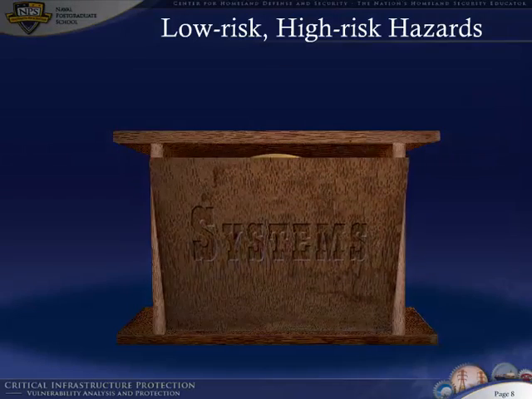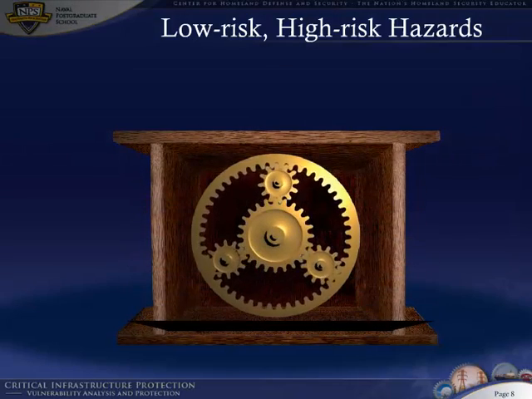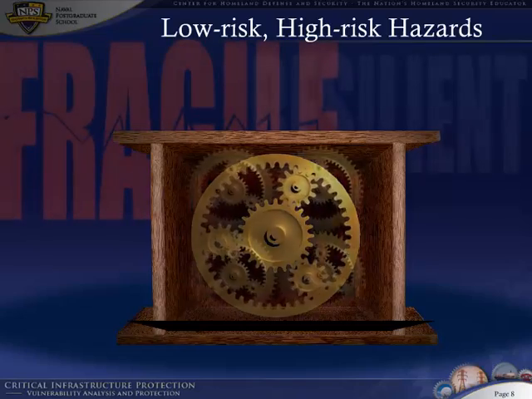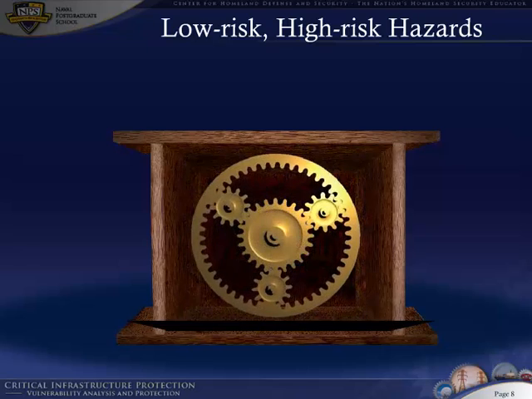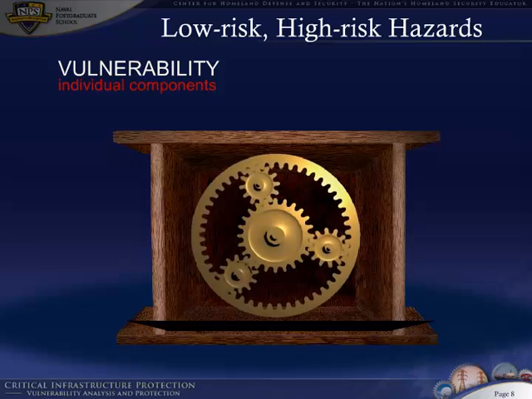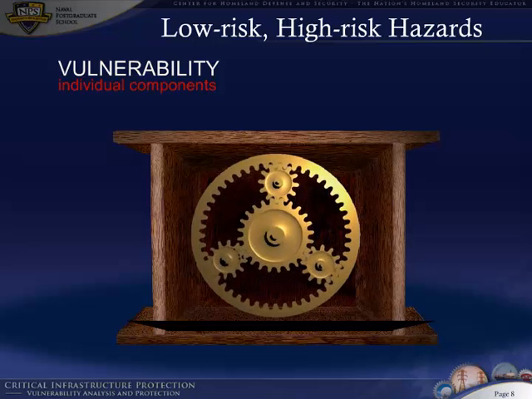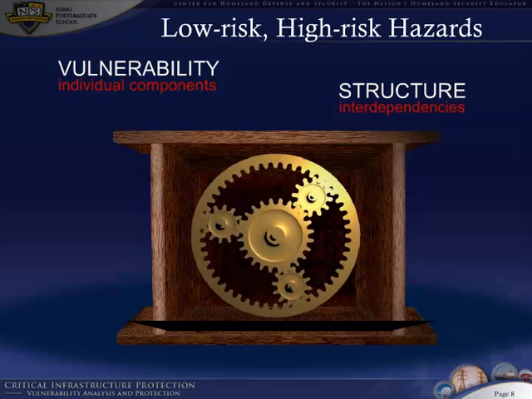So what did you just learn? First, systems behave much differently than single assets. Systems can be fragile or resilient, depending on their structure. Risk and resilience in a system depend on two things: 1, the vulnerability of individual components, and 2, the structure of their interdependencies or connections.